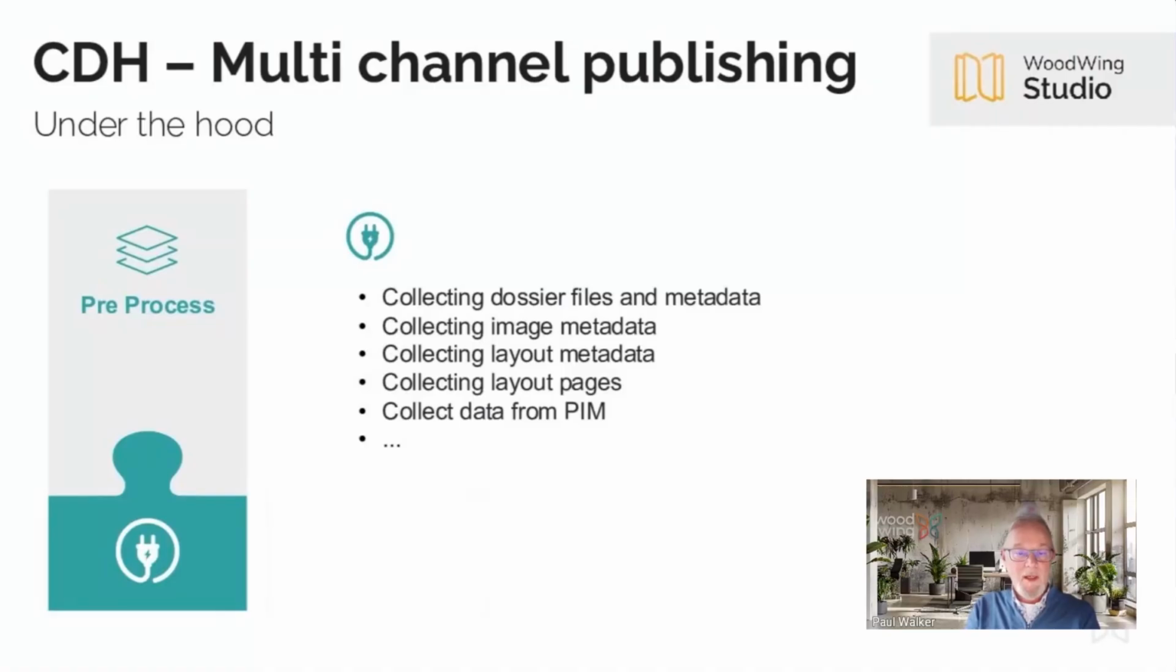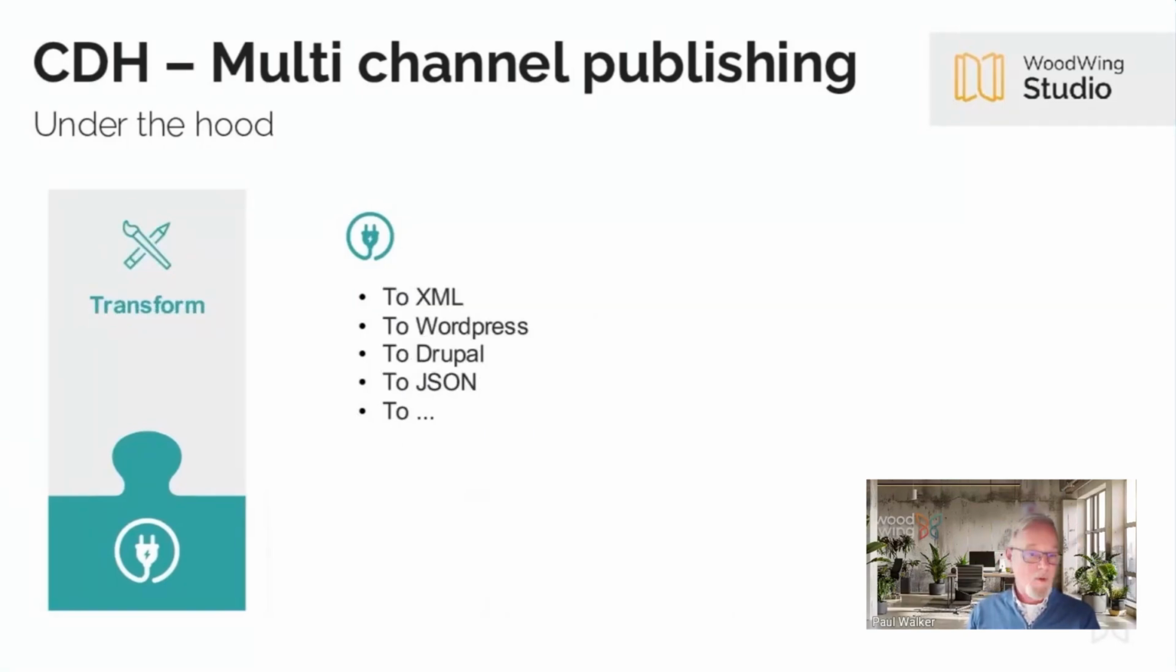And then equally collecting data from PIM, from other external sources to go, well, actually, we need to enrich this with more data. And that data could be used in the publishing, or it could be used in any one of the next steps. So the very next step would be then to transform this. So once you've got your article, you might need to convert it to XML, WordPress, Drupal, JSON, or anything else.